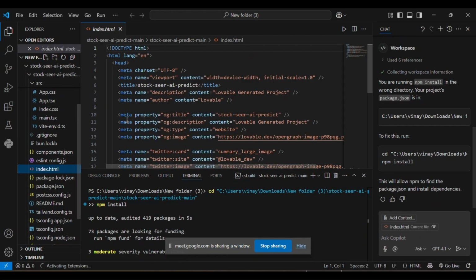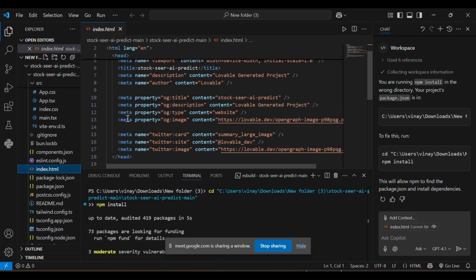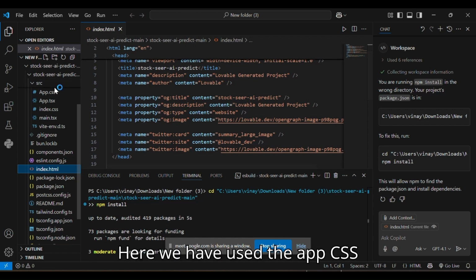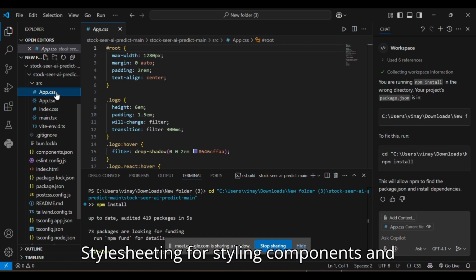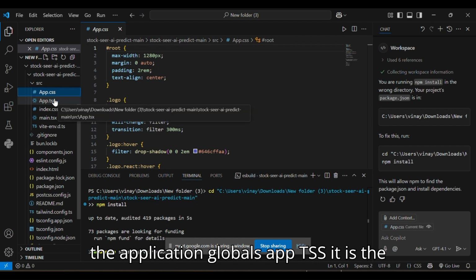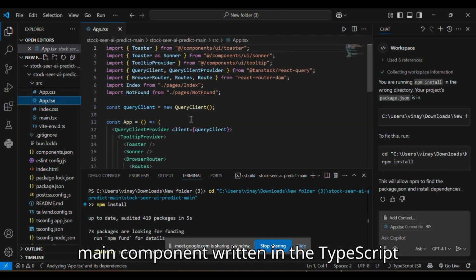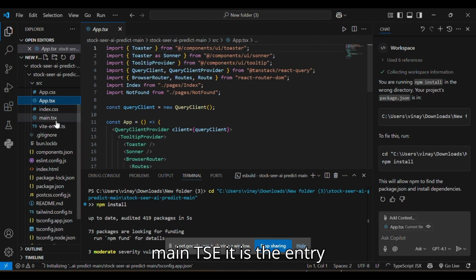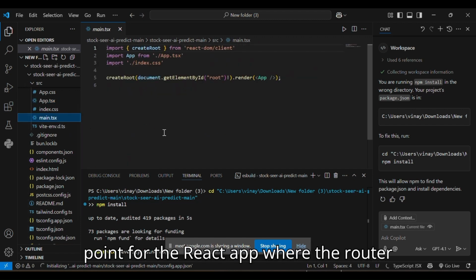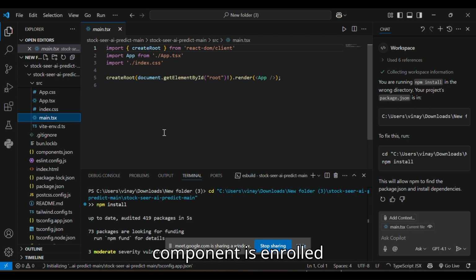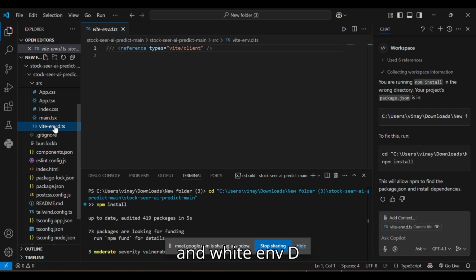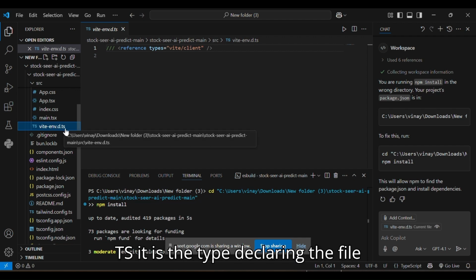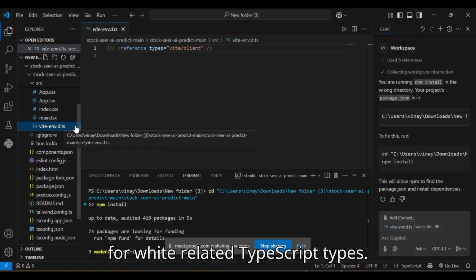This is the main code. Here we have used app.css, which is used for styling components and the application globals. App.tsx is the main component written in TypeScript. Main.tsx is the entry point for the React app where the router component is rendered. And vite-env.d.ts is the type declaration file for Vite related TypeScript types.